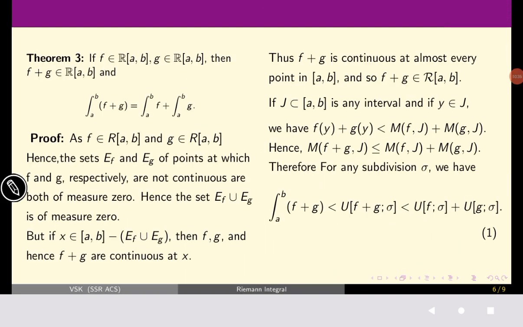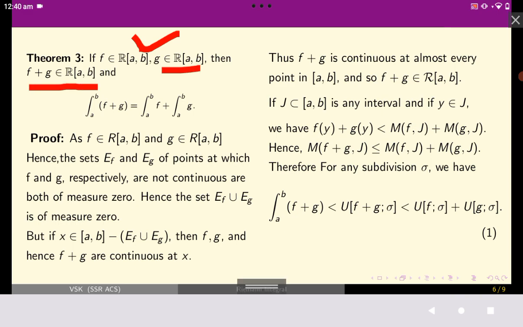So let us take the next theorem, that is also easy. If f is Riemann integrable over [a, b] and g is Riemann integrable over [a, b], then f plus g is also Riemann integrable over [a, b], and the integral from a to b of f plus g is the integral from a to b of f plus the integral from a to b of g. So that is the statement that we are going to prove. So let us start the proof.